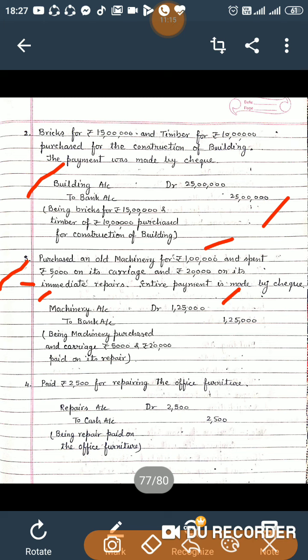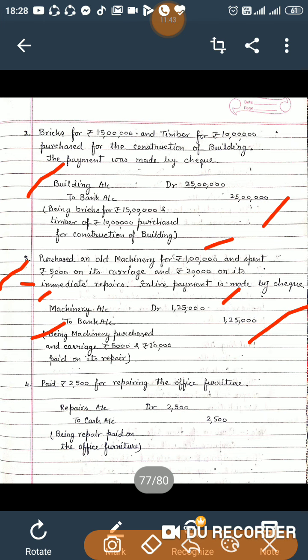And at the same time you are making payment through check, means your bank balance is decreasing. Bank is also an asset. Decrease in asset should be credited, so bank account should be credited. And you will write in the narration: being machinery purchased, carriage rupees 5,000 and 20,000 paid on its repair.